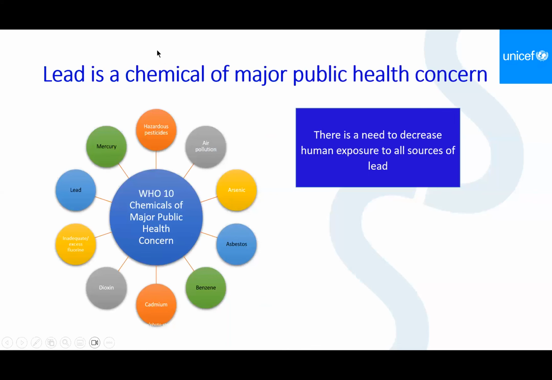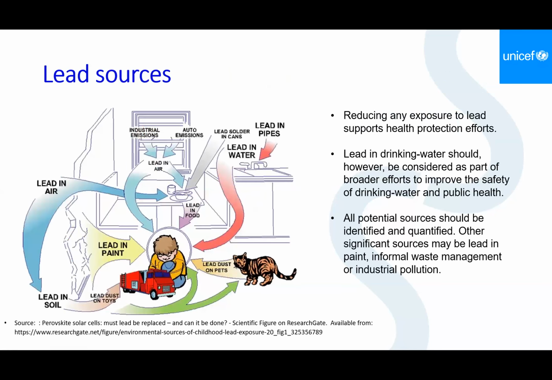In the next slide, you will see the 10 chemicals of major public health concern according to WHO, and you can see that lead is one of them. But as I said, 50% of the deaths are attributed to lead poisoning. Next slide, please. Here you can see the different sources of lead. Each case, each country, each context is different. In some countries, the main source of lead exposure could be paint, or in some countries, it has been found that turmeric is the main cause of lead poisoning because sometimes turmeric is mixed with lead compounds to keep the color, or water, as you know, in some cases.